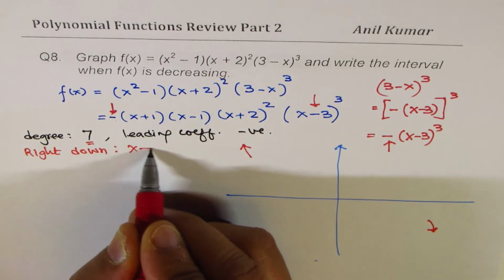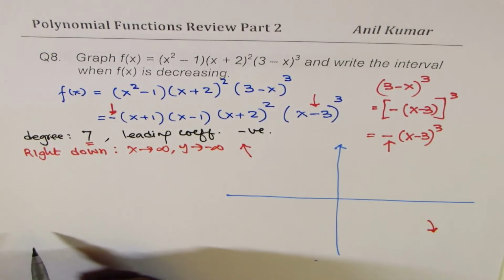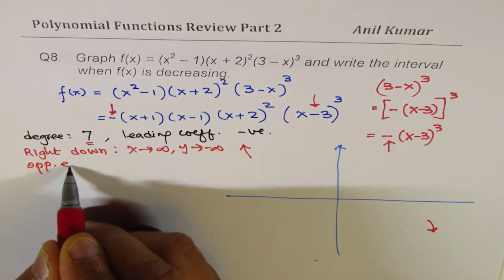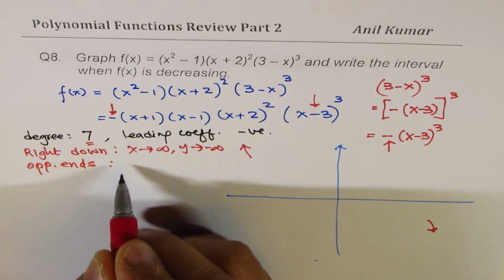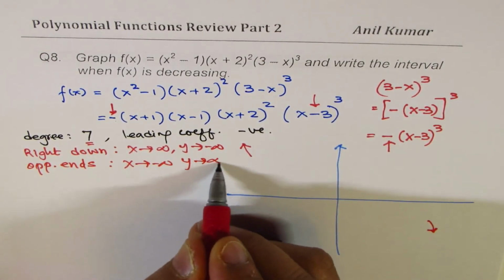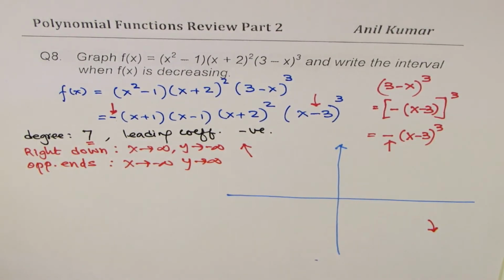That is to say, when x approaches infinity, y approaches negative infinity. And the other is opposite ends. That is to say, when x approaches negative infinity, y approaches positive infinity, opposite ends. Is that clear? So that gives you the end behavior. Now let's look into zeros.